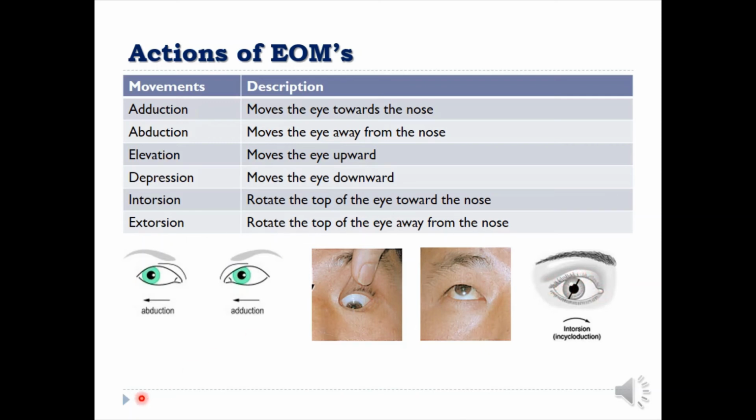Okay, let me take a pen and then mark it. Now, intorsion is this, rotating in, that is intorsion. Now, extorsion. Extorsion is, again, rotating out, right? This is extorsion. Rotate the top of the eye towards the nose, that is intorsion. Rotate the top of the eye away from the nose, this is extorsion. This is intorsion. Imagine your nose is here, right? So those are the six actions: adduction, abduction. Do not confuse about the spellings. Elevation, depression, intorsion, and extorsion.